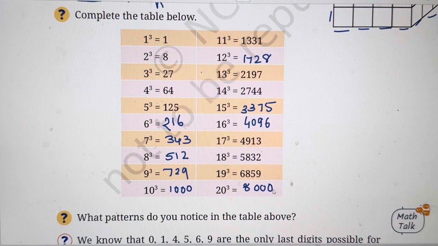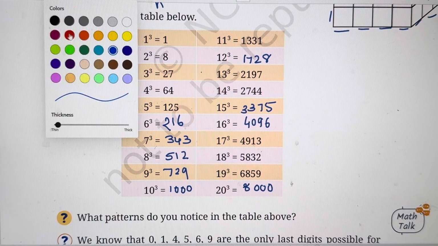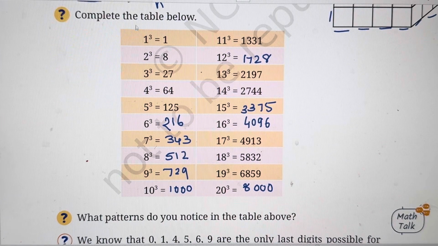Now, what pattern do you notice in the table above? Let us observe some patterns. If we see the cube of 1, 1 is the number and its cube also has 1 as the last digit. In 2 it is not the same, in 3 it is not the same. In 4, the last digit is 4, also the same. 5, its cube also has 5. 6, its cube will also have 6.